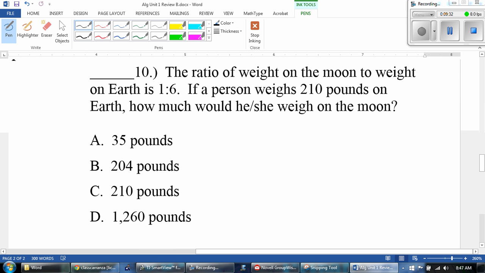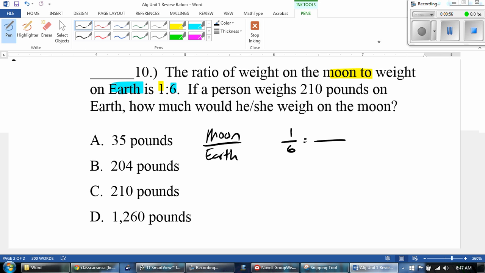All right, number 10. The ratio of moon weight to earth weight is 1 to 6. Okay, so right away I know we're talking about moon and earth. Remember, the first thing you should do is always set that up: 1 to 6. Okay? If someone weighs 210 pounds on the earth, how much would they weigh on the moon?